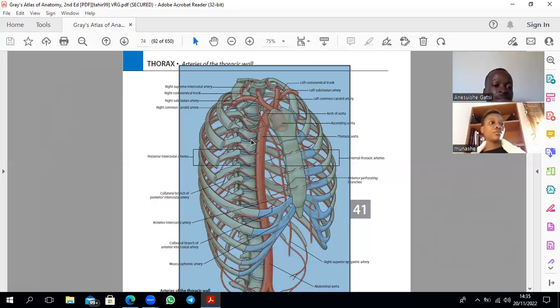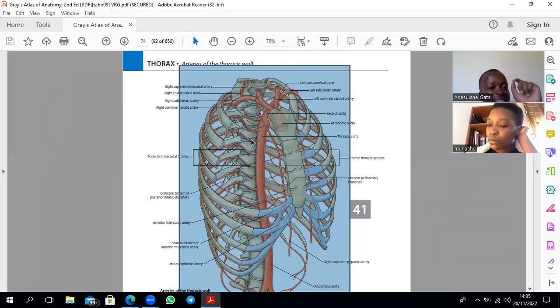Did you do thorax structures? You did. Great. If you look at the thorax, there are intercostal spaces between the ribs, and you divide your intercostal spaces into anterior and posterior. It's one space, but we're just dividing it into an anterior part and a posterior part.